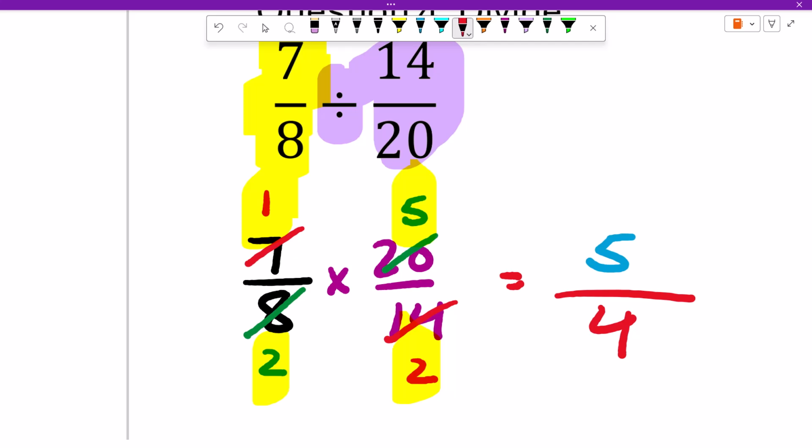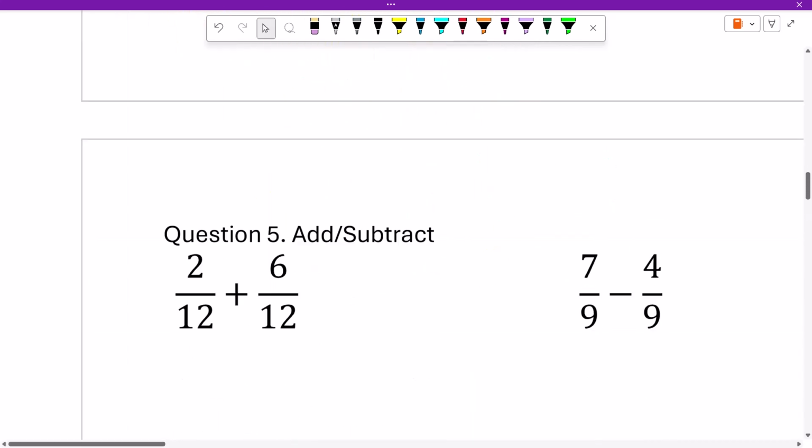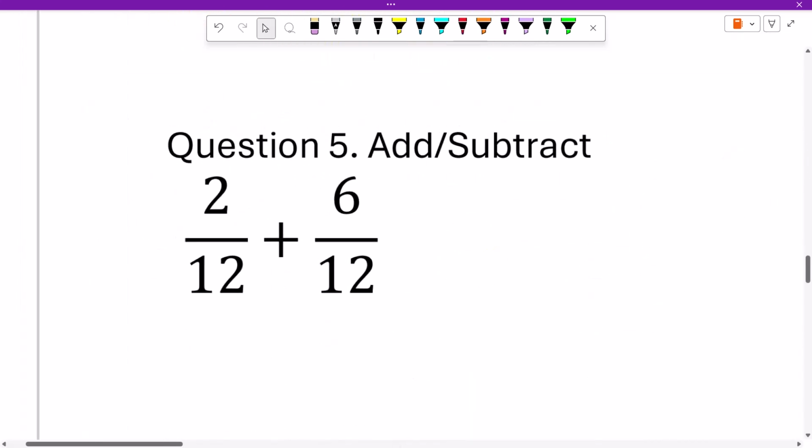Next thing is adding and subtracting all at once. Right? So adding and subtracting. Next operation on the back side of this page. Right? So, looking at this, can I take this 2 and make the 12 smaller? No.